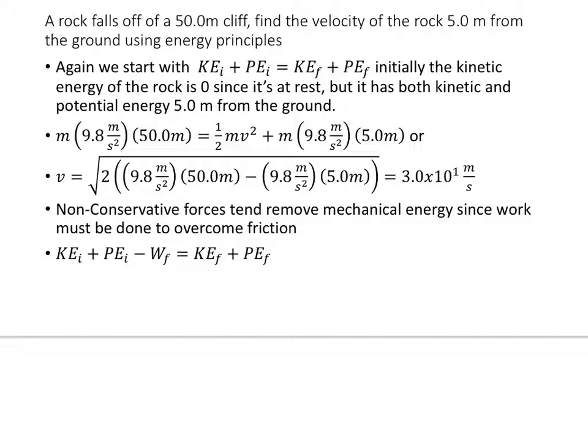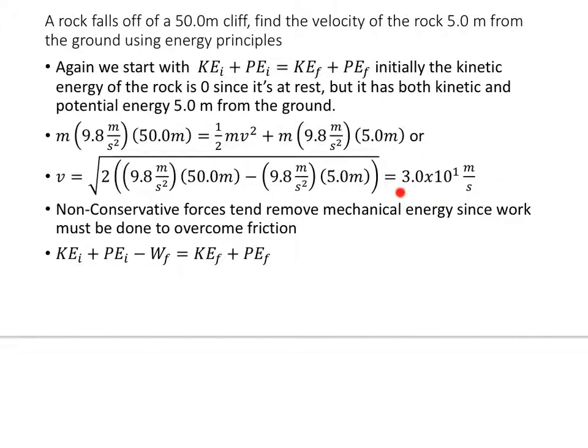So in our equation, this is 0. We take the mass of the rock, which we don't know, times g, times 50 meters, and that equals the final kinetic energy, 1/2 mv squared, plus the final potential energy, m times 9.8 times 5 meters. Now notice that we don't need to know the mass of the rock because that divides out on both sides of the equation. So we solve for v. We get the square root of 2 times 9.8 times 50 minus 9.8 times 5.